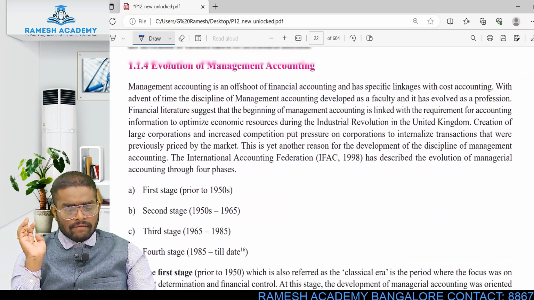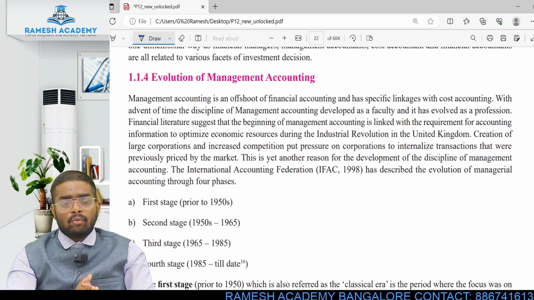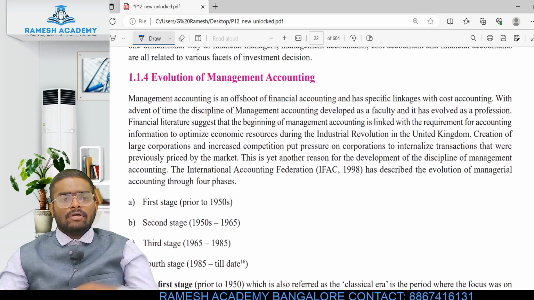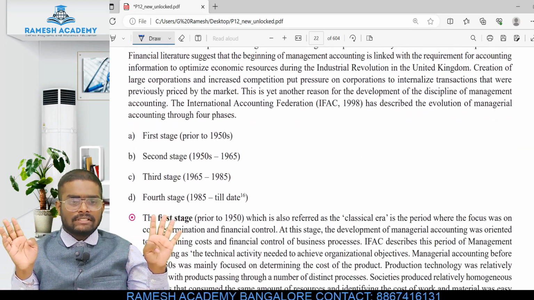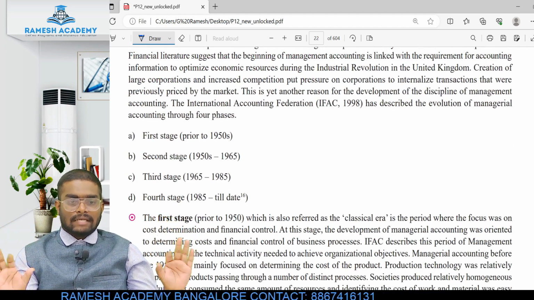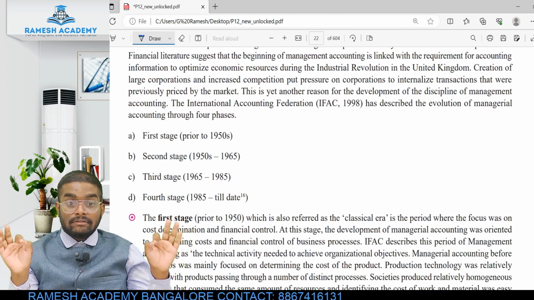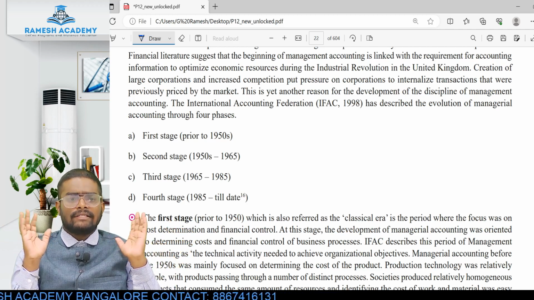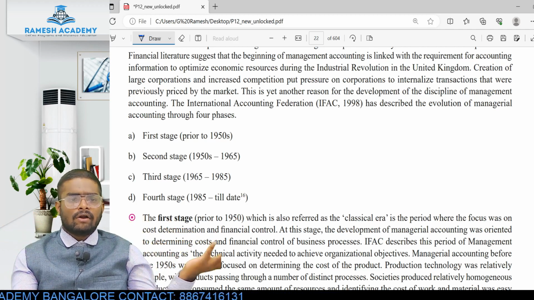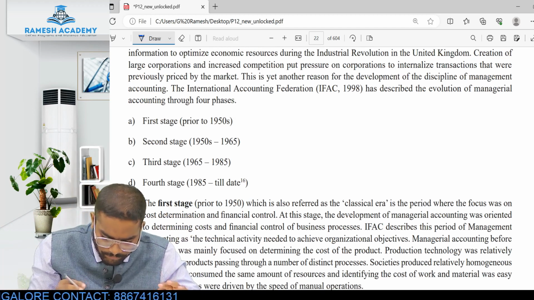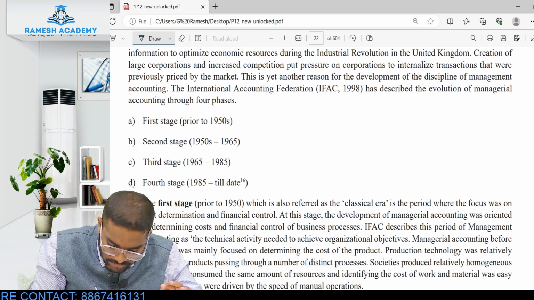Next, we will go to the evolution of management. So how did management accounting evolve? So in this we have 4 stages, 1, 2, 3, 4. First one will be always classical. Here this was the stage where we actually calculated the cost. So in the earlier stages we were not concerned with reduction and all those things. We were only concerned with cost determination and financial control.